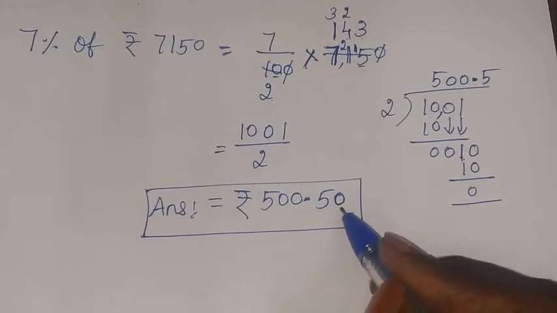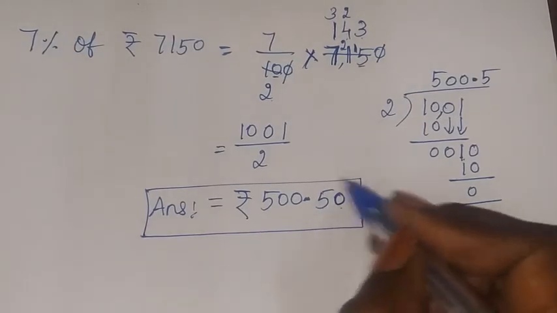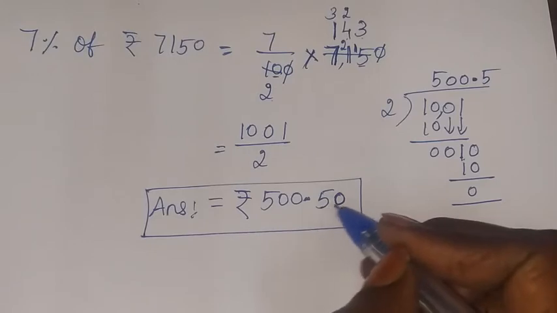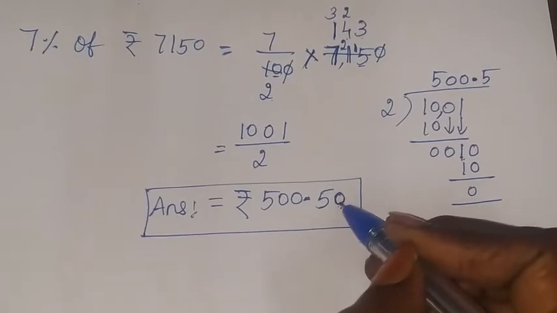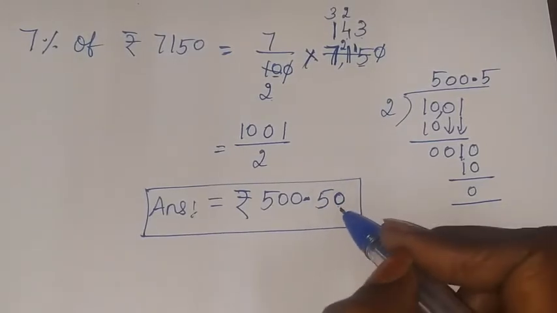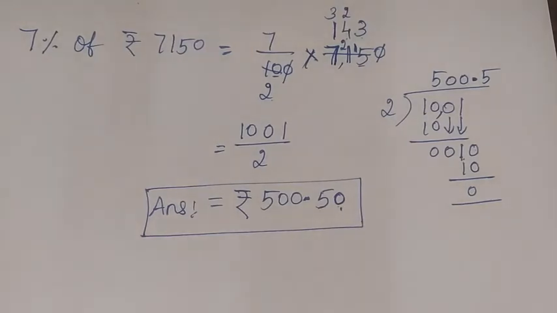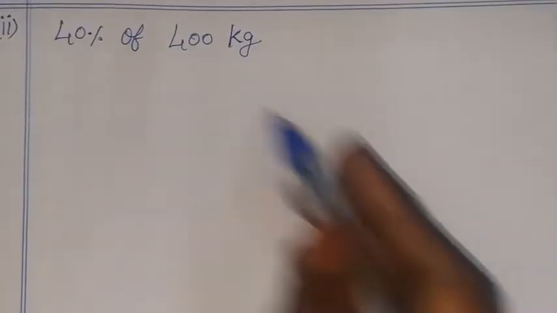When we add a 0 here, there is no change in value. So we can add as many zeros as we want. For paise, there should be 2 digits. So we are adding one 0 and making it a 2-digit number. Okay, look at the next sum.